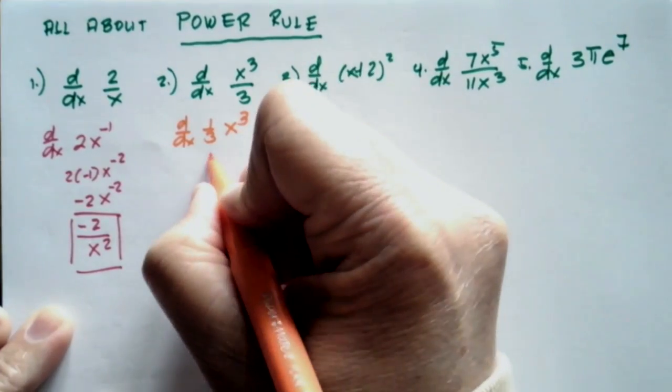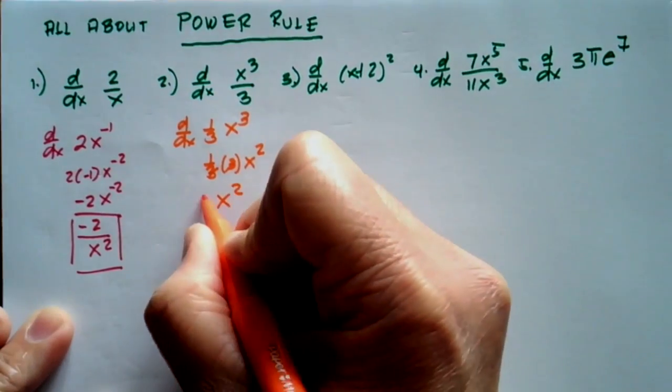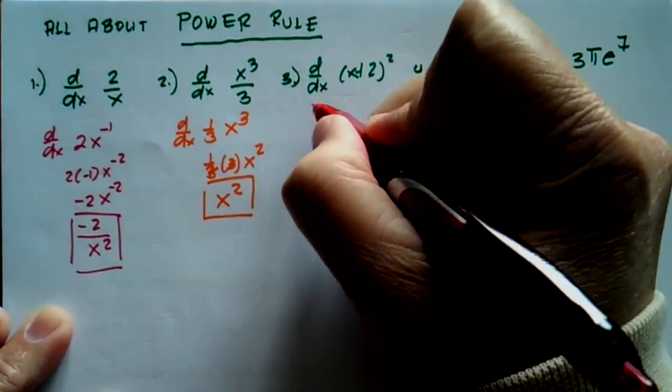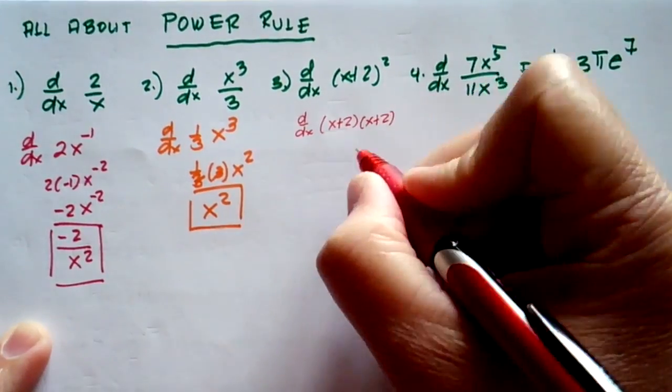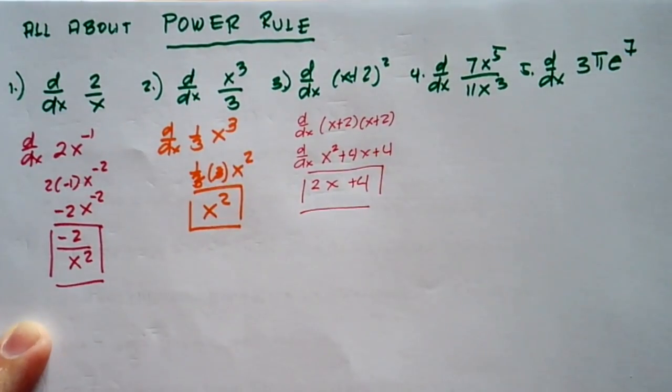Instead of using quotient rule, modify your function into 1/3 x cubed, so the derivative of the function is simply x squared. Expanding your binomial will give you x squared plus 4x plus 4, and using the power rule, your derivative is 2x plus 4.